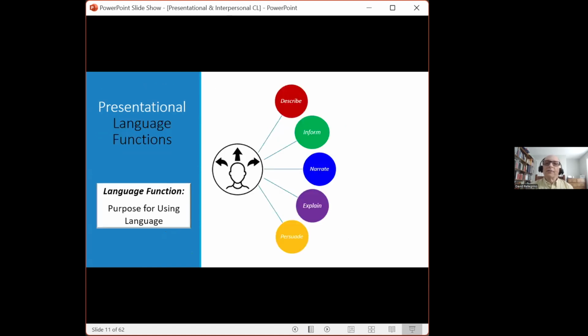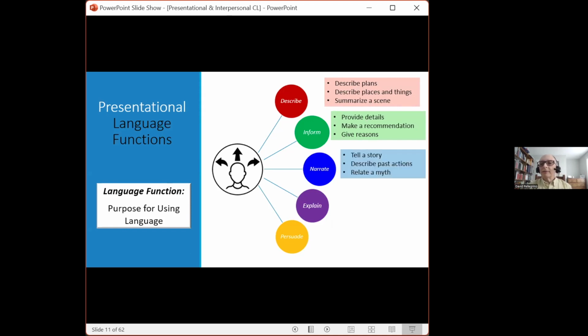Let's unpack these functions for a moment. As you can see on the left, the presentational language functions are the different purposes for using language to describe plans, places, scenes, inform, provide details, make recommendations, give reasons, narrate stories, past actions, myths, explain, could be summarize ideas, provide examples, make comparisons, or finally persuade, convincing someone, supporting a claim, giving a warning.